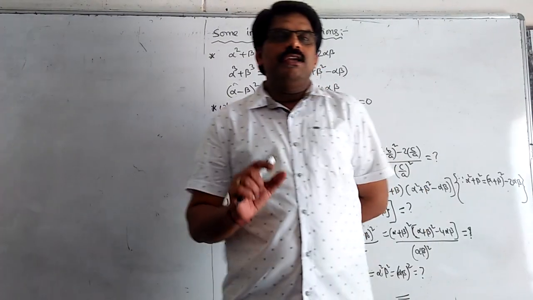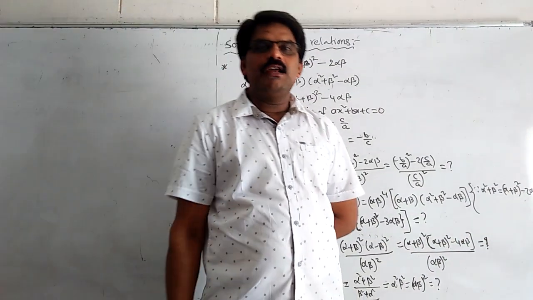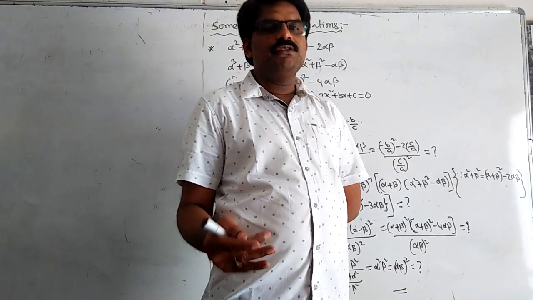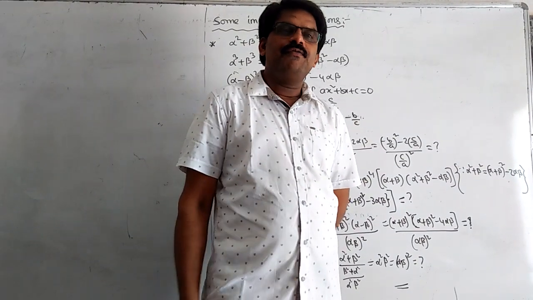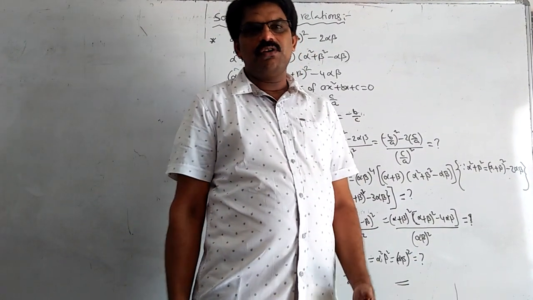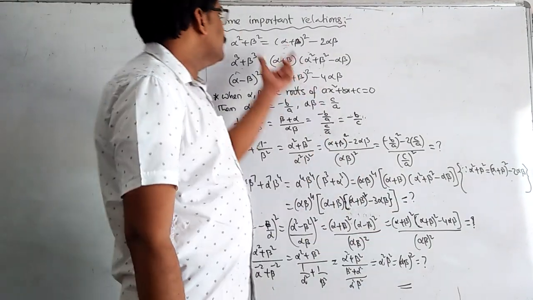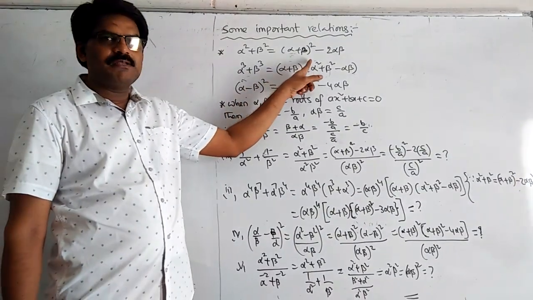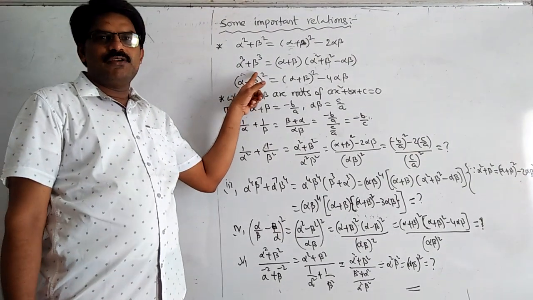Okay? For a quadratic equation ax square plus bx plus c equal to 0, if alpha, beta are the roots, we know that alpha plus beta is equal to minus b by a and alpha beta is equal to c by a. By using these two relations, how can we find alpha square plus beta square, alpha cube plus beta cube, and alpha power 4 plus beta power 4 and so on? By using these important relations, alpha square plus beta square can be written as alpha plus beta whole square minus 2 alpha beta.